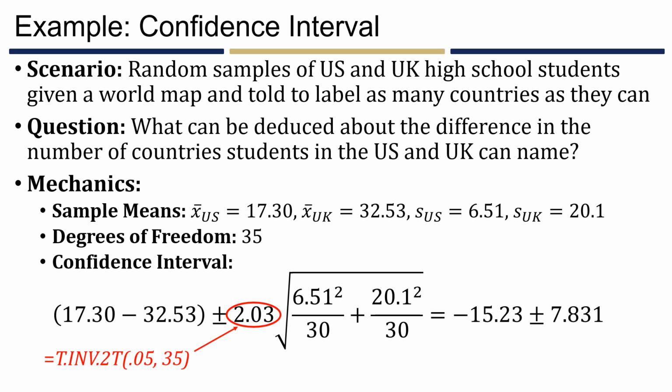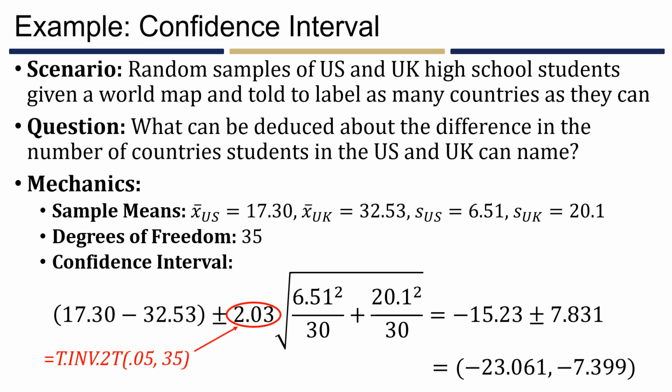Taking the difference between our sample means gives us negative 15.23. We have a margin of error of 7.831, which is going to give us a final confidence interval of negative 23.061 up to negative 7.399.